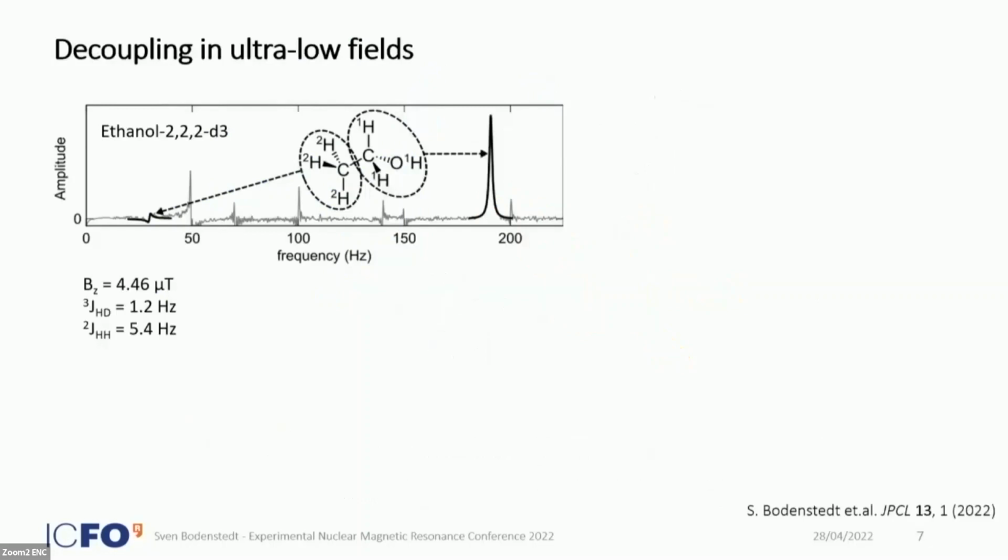Let me first show you that this is actually possible. What we see here is a spectrum recorded at about 5 microtesla of the same molecule that you saw on the previous slide. We see a huge peak for hydrogen at about, I think, 180 hertz, and we see a smaller peak for deuterium. Don't bother too much, this is out of phase at the moment, but we see that we have both signals. And we have a J coupling between the hydrogen and the deuterium, which is about 1.2 hertz.